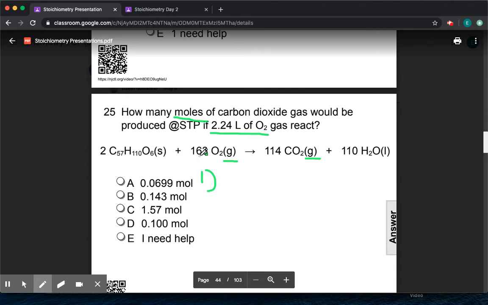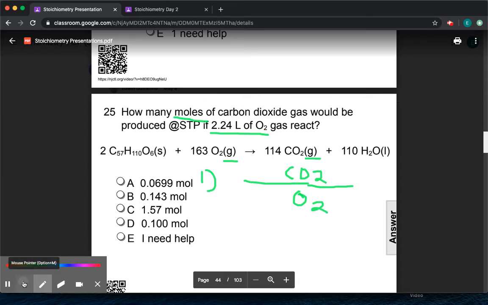So what this is saying, we are going from oxygen to carbon dioxide. So CO2 should be up top and oxygen should be on the bottom. And this is liters of both. You can think about it in volume form or liters.